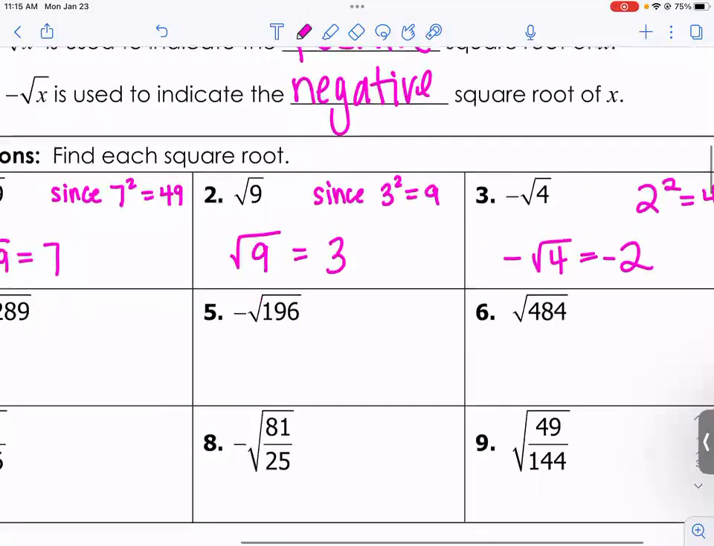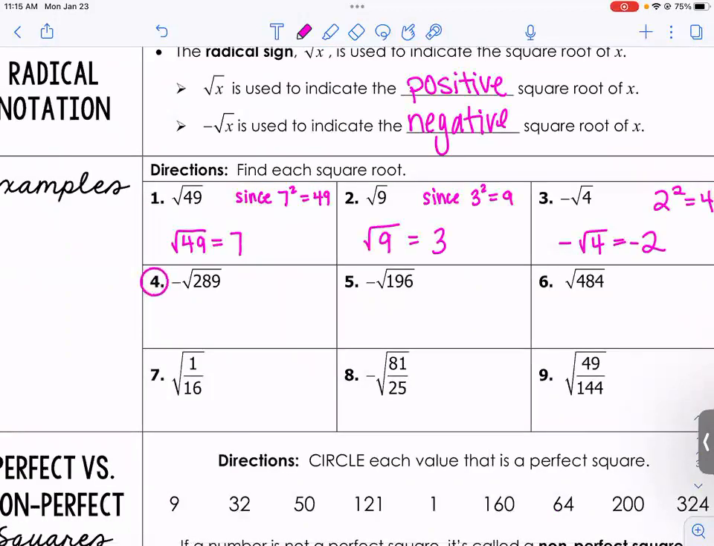All right, you and your elbow partner, I would like you to figure out 4 and 5 together.